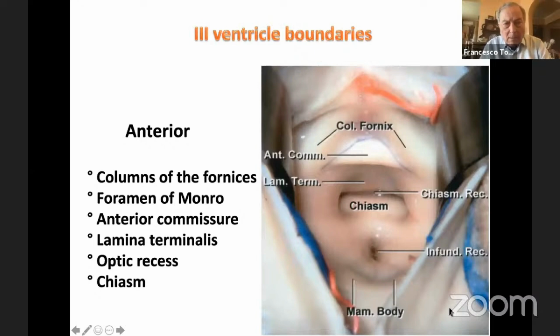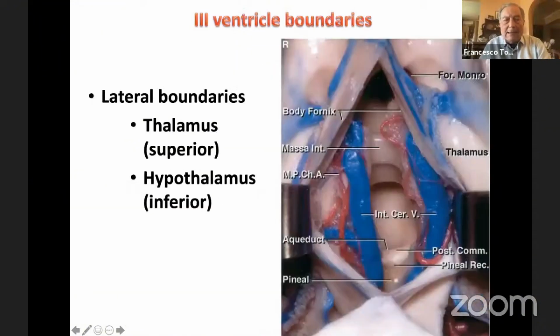So if we look at the boundaries of the third ventricle, anteriorly, we have the columns of fornix and the foramen of Monro, anterior commissure, lamina terminalis, optic recess, and chiasm. Lateral boundaries are very important to see. We here have the Monro foramen.